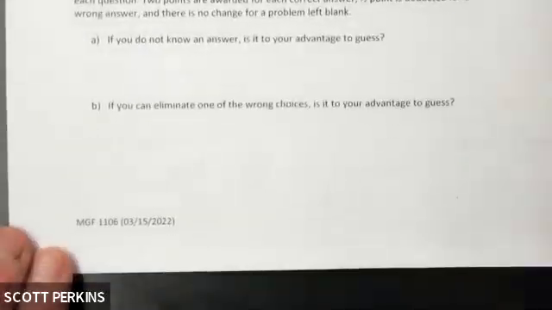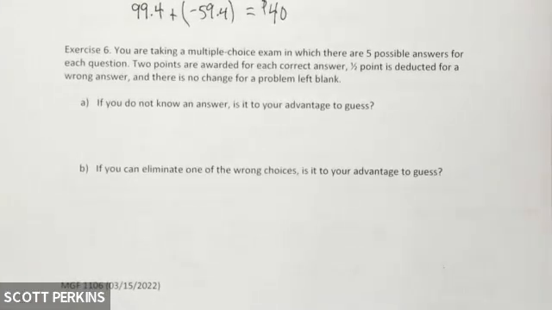All right, one more thing. We're almost done. Test taking strategy. Okay, you are taking a multiple choice exam in which there are 5 possible answers. So you've got 5 things you could bubble in for each question. You're going to get 2 points for each correct answer. You're going to lose a half a point for each wrong answer. There's no change for a problem left blank. So here's the A problem. If you do not know the answer given these constraints, is it to your advantage to guess?